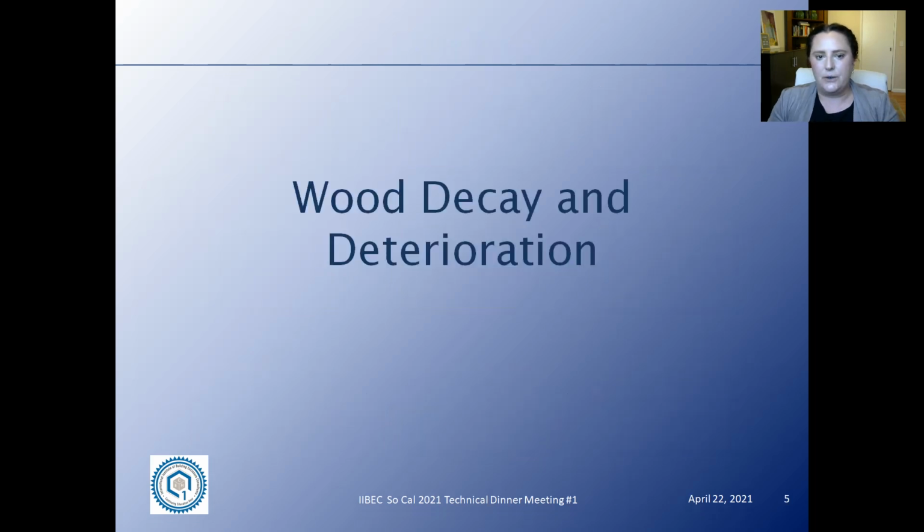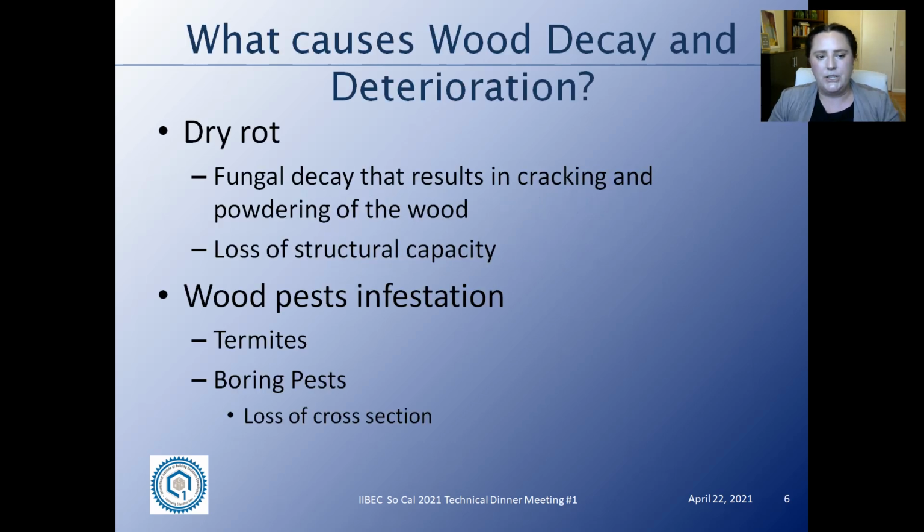So first, let's look at what causes wood decay and deterioration, and specifically what we're looking for during these E3 inspections. There's really two things that can cause wood decay and deterioration. One is what's called dry rot, which is a fungal decay that results in the cracking and powdering of the wood and causes loss of structural capacity. And also wood pest infestation. The wood pests actually eat away at the wood members and cause a loss of cross-section and loss of structural capacity.